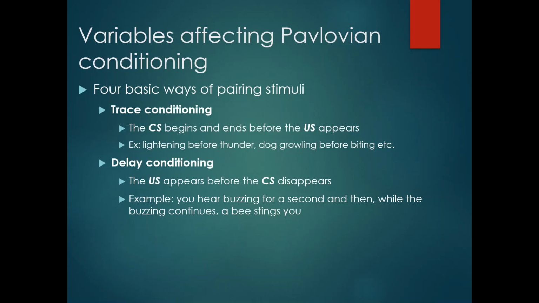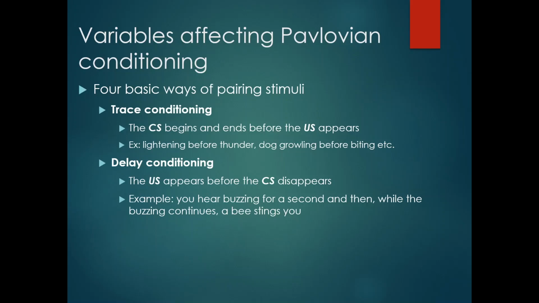Delay conditioning refers to the unconditioned stimulus appearing before the conditioned stimuli disappears. For example, you hear a buzzing for a second, and then while that buzzing is still going on, a bee stings you. You'll learn to associate the buzzing with the sting of a bee.